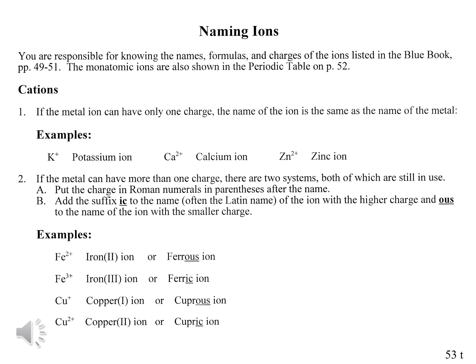The older system used the Latin name of the element followed by the suffix -ous for the smaller of the 2 charges, and -ic for the larger charge. So by that system, iron(II) could also be called ferrous ion. Iron(III) could also be called ferric. And there's also for copper, a cuprous and a cupric.